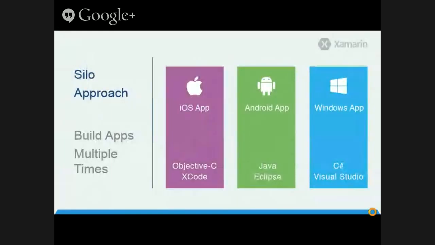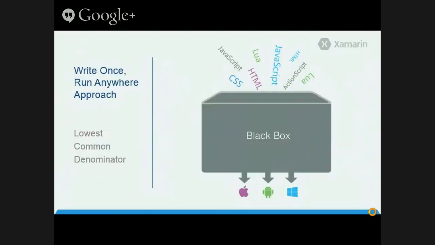All right, so in a typical app development IT department, you have three silos. You'd have iOS apps written in Objective-C on Xcode, Android apps written in Java in Eclipse, and if your company's good enough or awesome enough, you can write Windows apps in C# and Visual Studio. There's not too many companies that are doing that, though, app-wise, unless you're doing something like WPF.